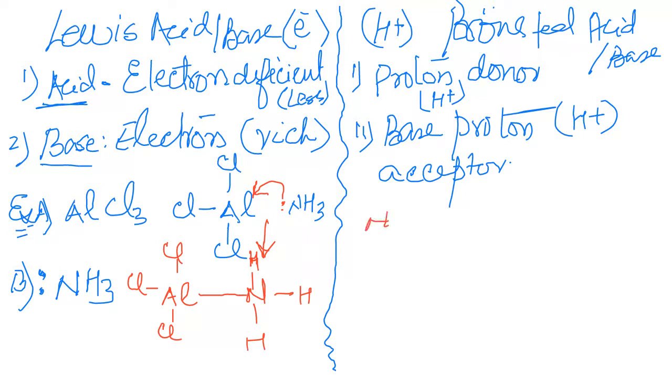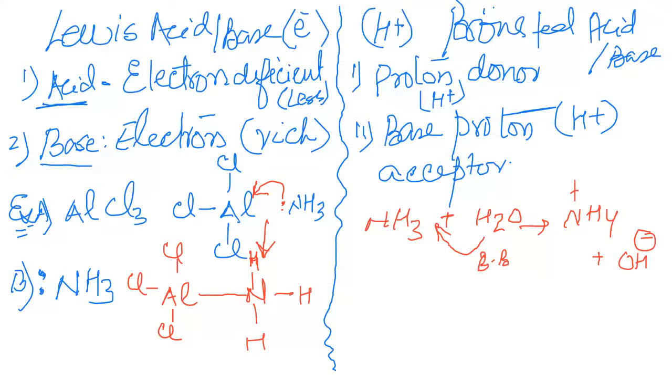Now here you have NH3 plus H2O. Then you will get NH4 plus OH minus. So one H is going from here to here. So this is Bronsted base. No, sorry, this is the acceptor. This is Bronsted base. This is Bronsted acid. Correction please. Acid.